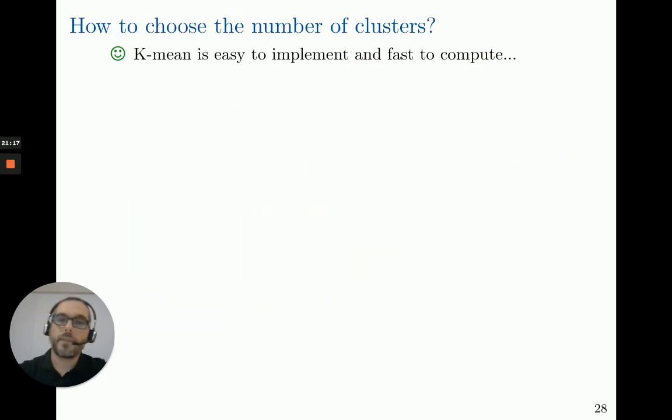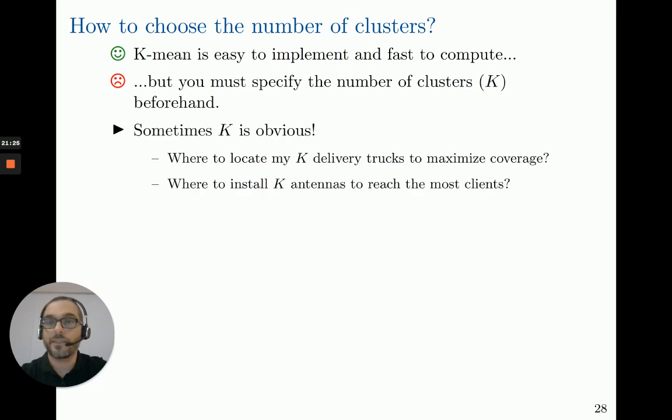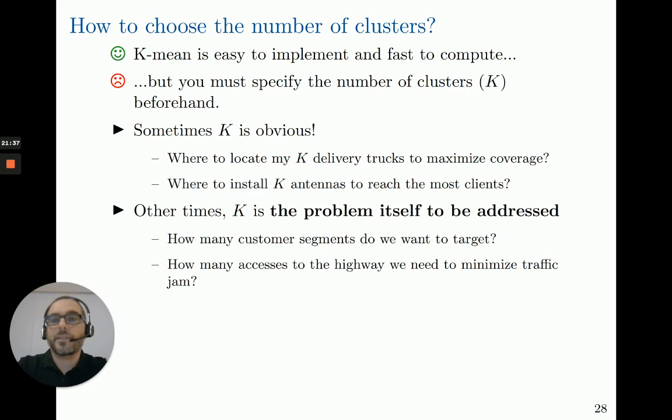So how to choose the number of clusters? K-means is easy to implement and fast to compute, but we need to specify the number of clusters. Sometimes K is obvious, like where to locate my K delivery trucks to maximize coverage, or where to install K antennas to reach the most clients. Other times, K is a problem itself to be addressed. How many customer segments do you want to target? How many accesses to the highway do we need to minimize traffic jams?